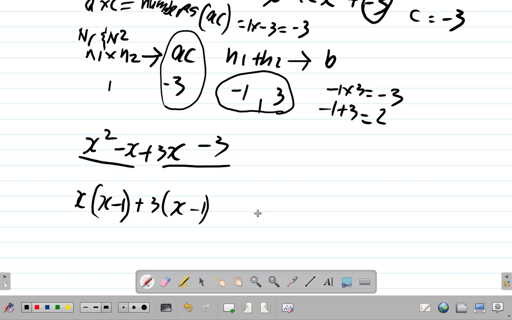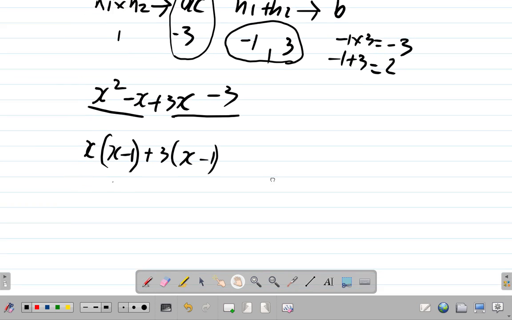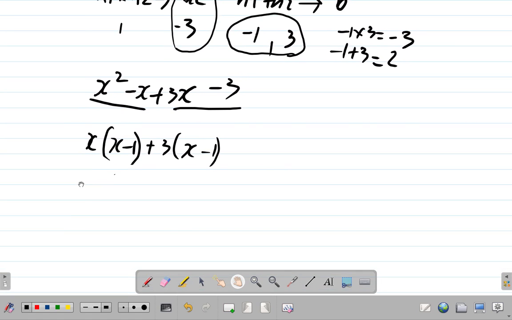Now here, what you do? This is saying x times x minus 1 plus 3 times x minus 1. Now, remember, you have a common factor here. This is x times x minus 1. You see that? Plus 3 times x minus 1.